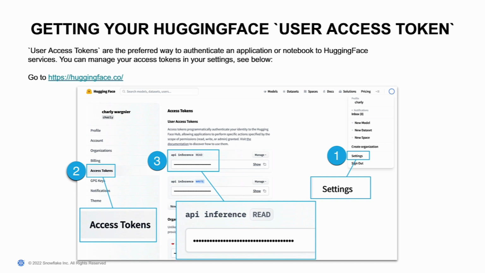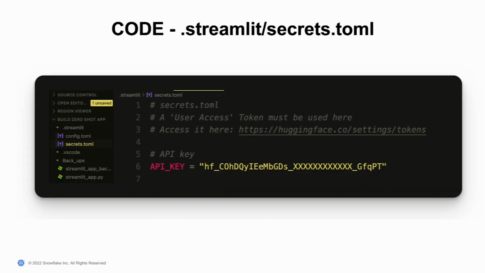Next, we need to get our HuggingFace API key. To do so, create a HuggingFace account at huggingface.co. Once it's created, go to Settings, Access Tokens, and then you have your API inference key at the very top that you can copy and paste into your application. So you will paste the key into the secrets.toml file.